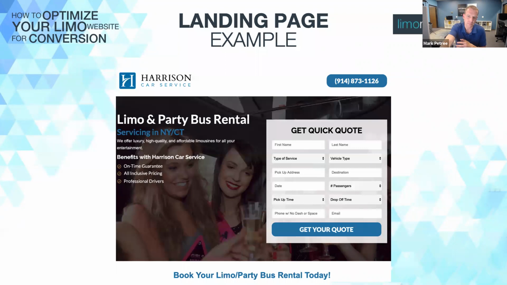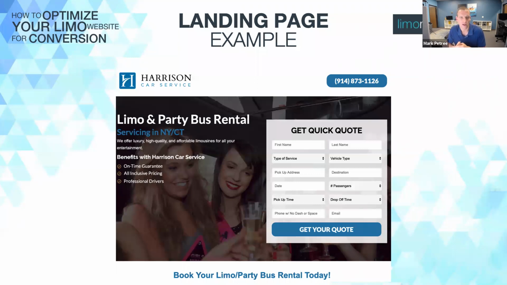And you'll see that blue button there that says get your quote. You'll notice that doesn't say submit, okay? So on your quote submission button, don't have it say submit. You want it to have a call to action. Get your quote. That's a call to action. So do not use submit or enter or any of those other things, right? You want to really be speaking to them.